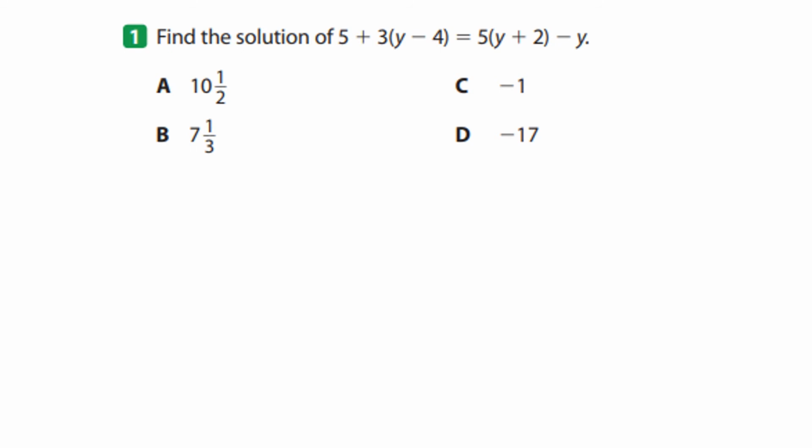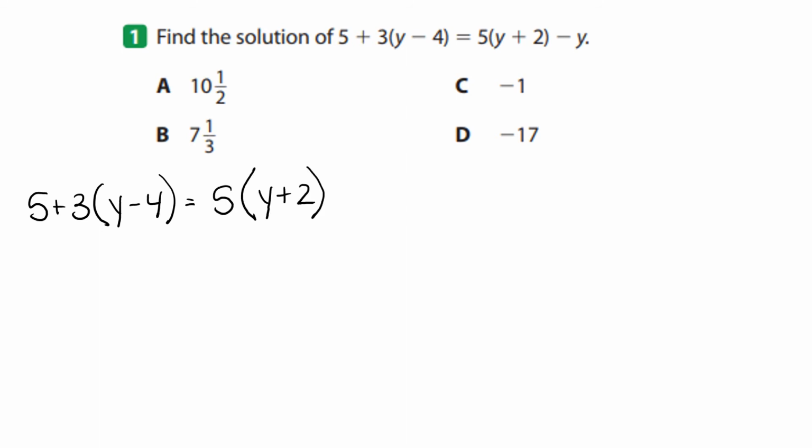For number 1, we're going to solve the equation 5 plus 3(y minus 4) equals 5(y plus 2) minus y. We start by distributing, meaning we multiply our parentheses. The 5 on the outside stays the same.